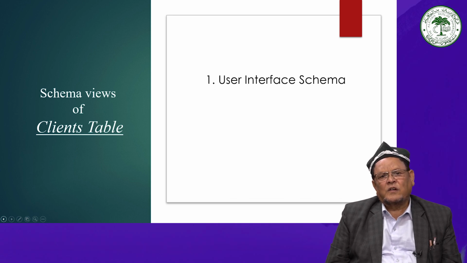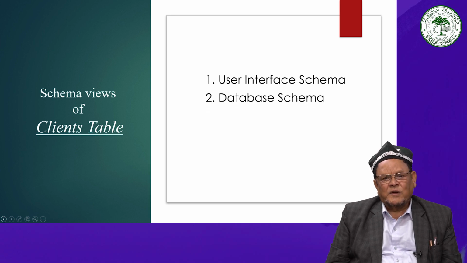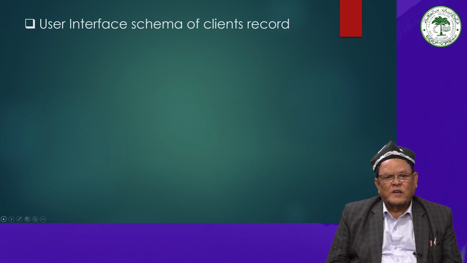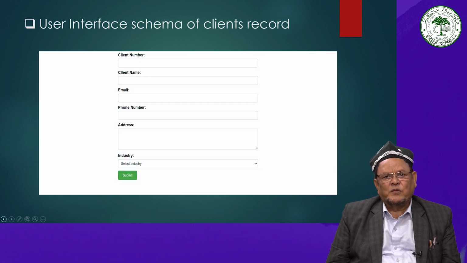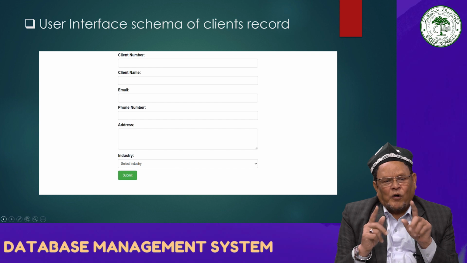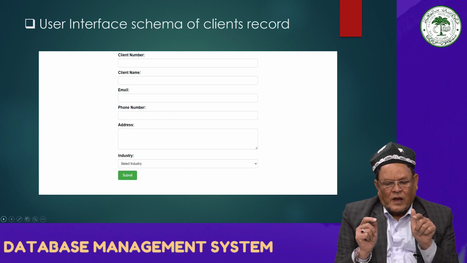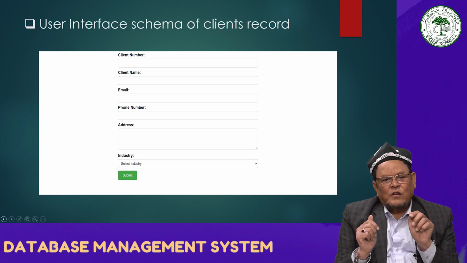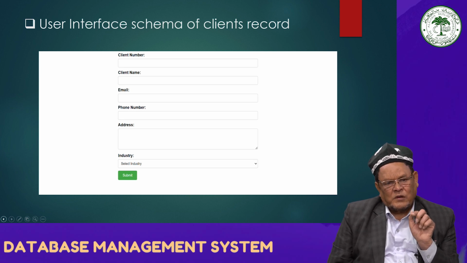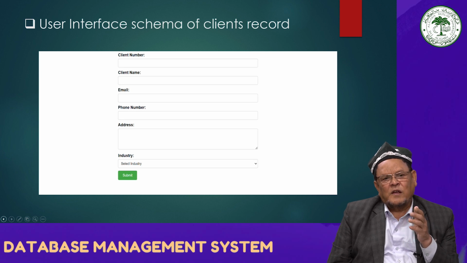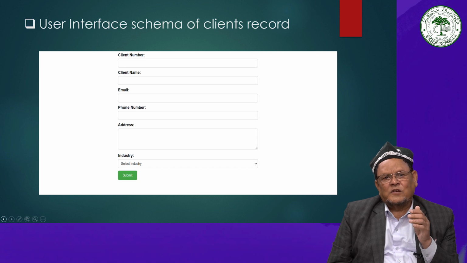Here we have to make a user interface schema and the database schema. The user interface schema of the client record means a form will be generated with client number, client name, email, phone number, address and industry, and when you press the submit button, it will be stored.